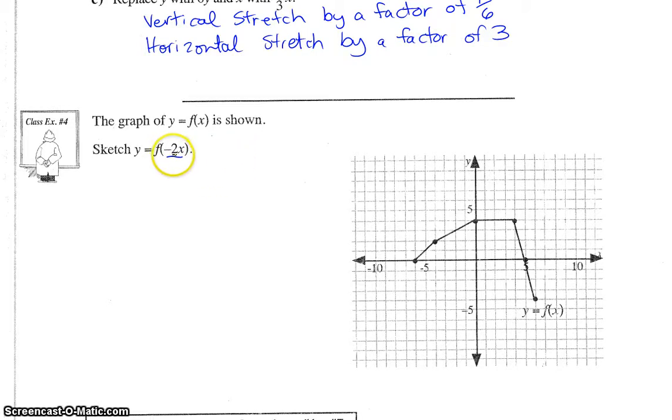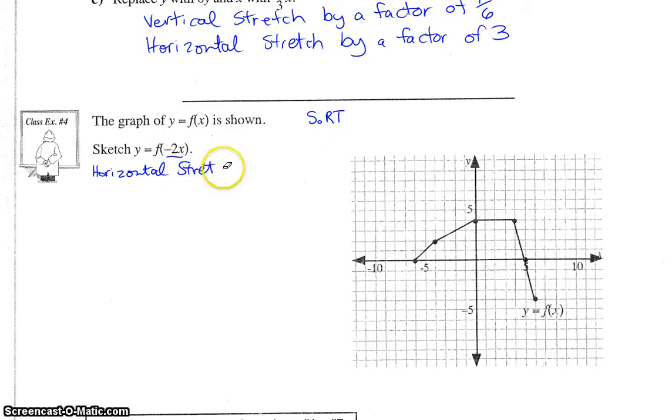Okay, so first of all, when in doubt, the order in which you do transformations, and we'll get into this more in lesson number 7, would be SRT: stretches, reflections, translations. To remember that, just think of the words "sort it out." Okay, so we have a 2 being multiplied by the x. That would be a stretch, and in particular, it's with the x, so that would be a horizontal stretch.